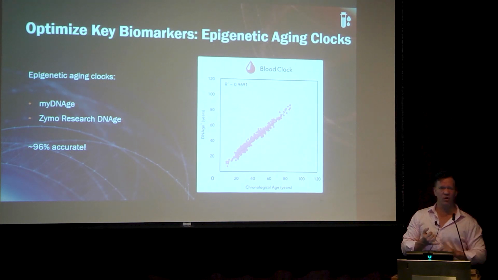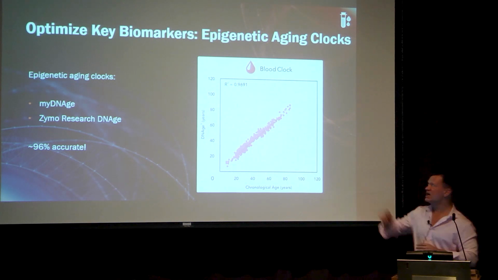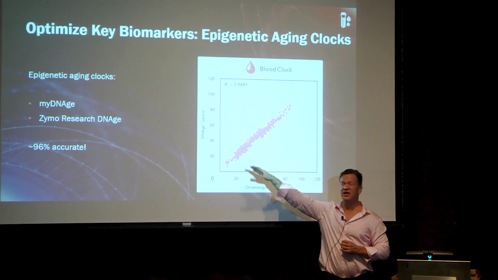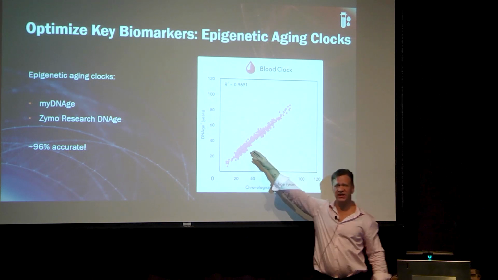There's one called the Horvath clock, invented by Steve Horvath. You can Google that. There's another one called GrimAge. There's several others. There are various companies that offer epigenetic aging clocks, such as MyDNAge, and about a 96% accuracy. Now, what's cool about this is that now we can look at this and say, this is even more accurate than the blood biomarkers that we were just looking at. This is looking at your epigenetics.